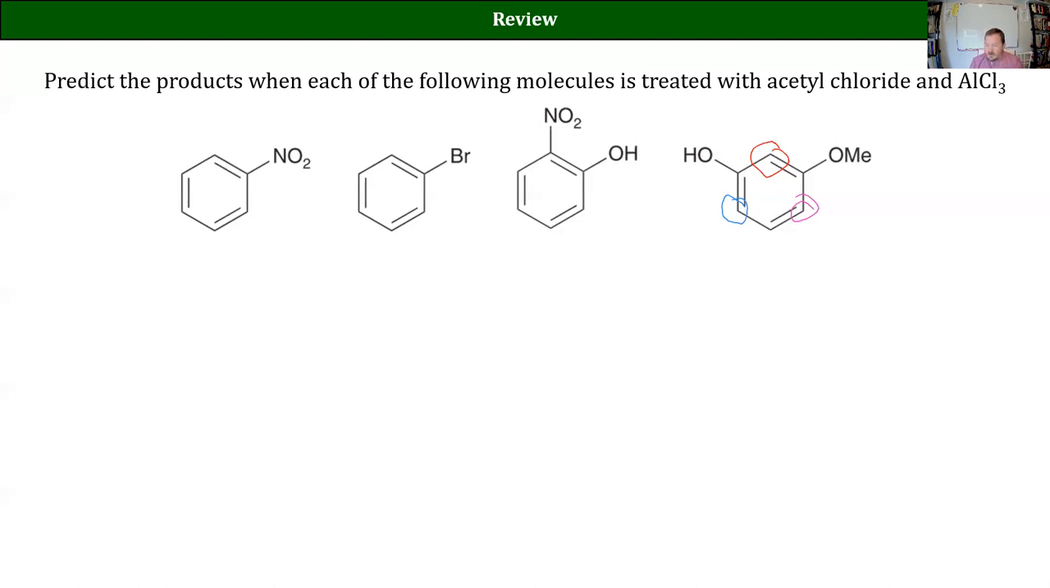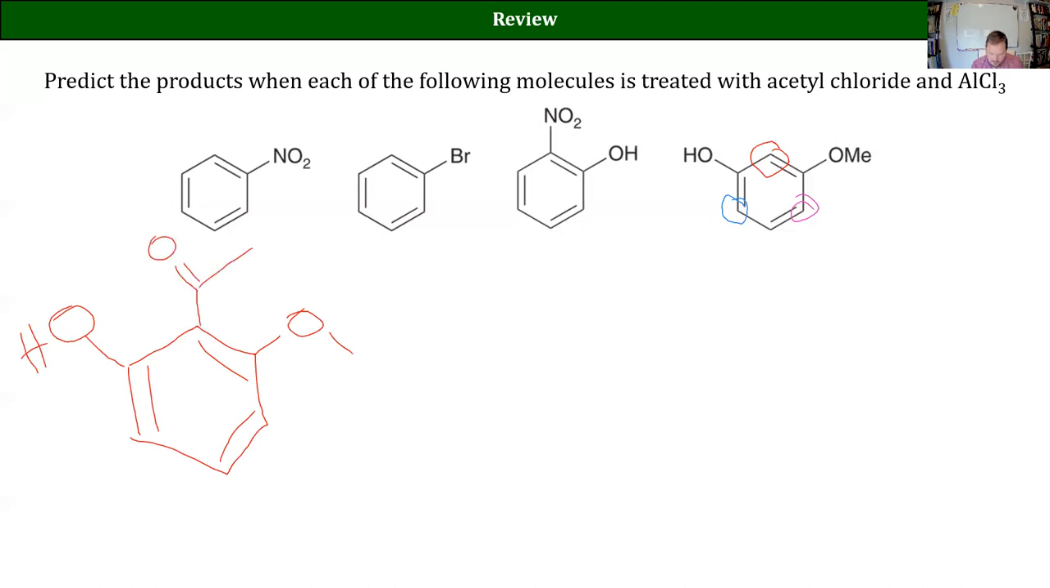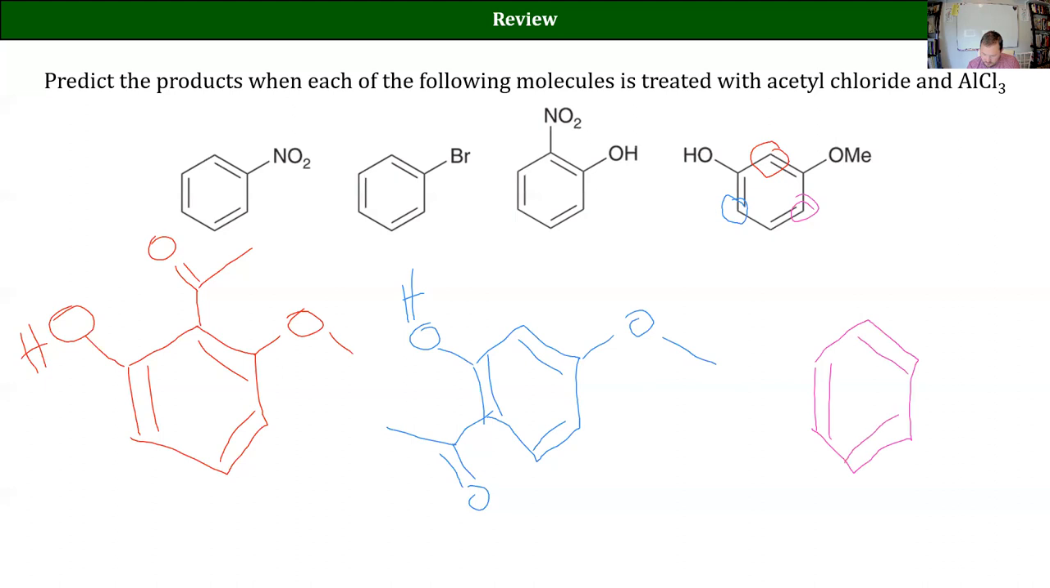Right, so you could go through and draw all three of those products. And I guess since we have space here, might as well. So if we add our acetyl group to the red carbon, you get this. If we add our acetyl to the blue carbon, and if you add it to the pink carbon, we get this.